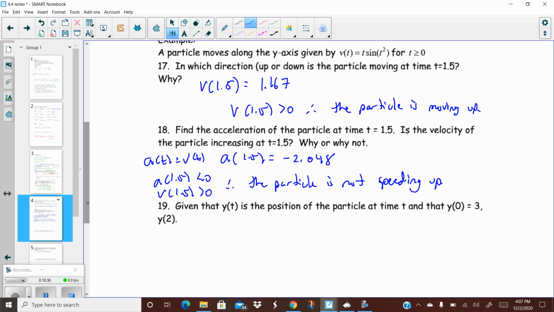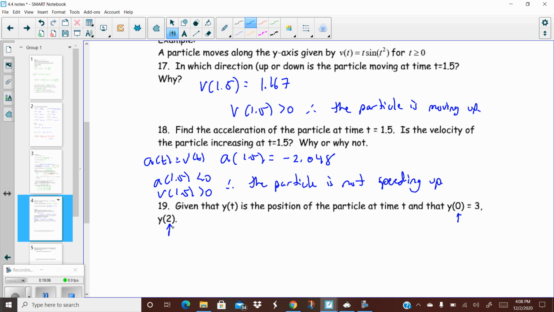Number 19 says, given that y of t is the position function, the position of the particle at time t, and that we know y of 0 equals 3, we want to know what y of 2 is. Okay, so this is the part that we have to understand. It's giving us some information about time t equals 0. It wants to know information about time t equals 2. So we need to include 0 and 2 in our times somewhere.